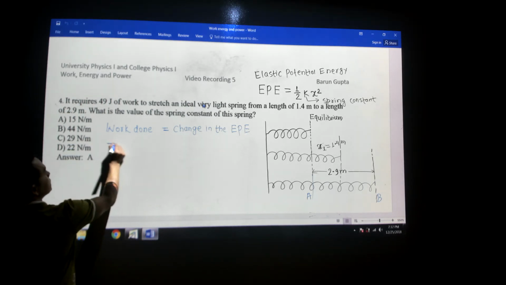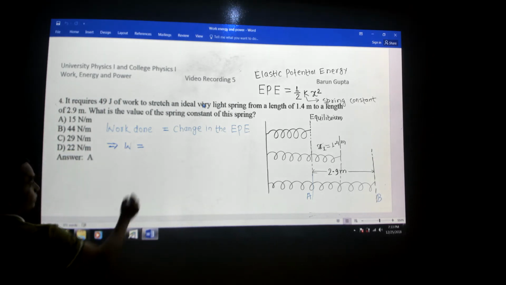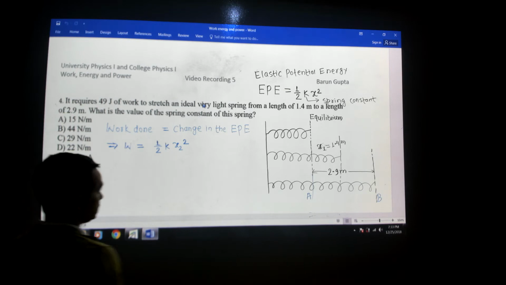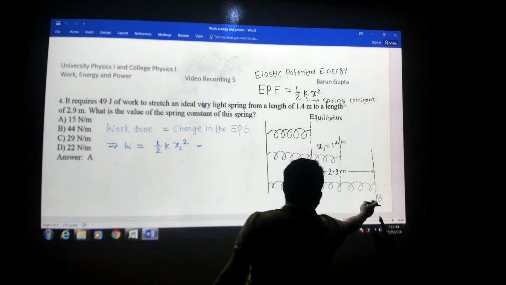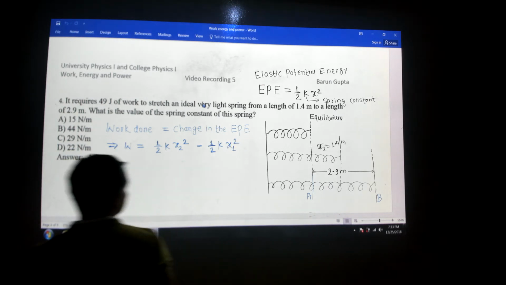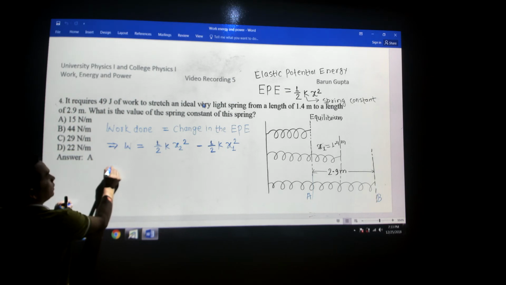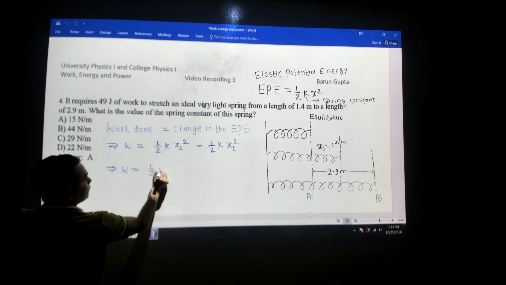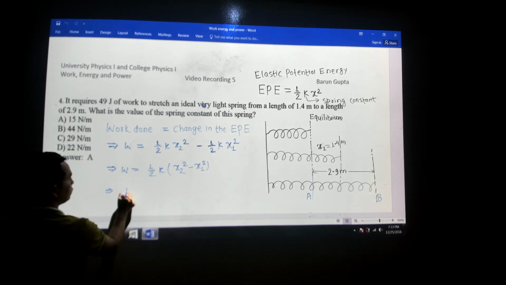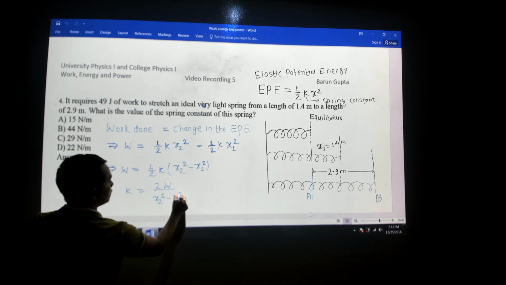Let's say the work done is W. At this point, what is the potential energy? Half k x1 squared. We need the difference in the potential energy, and this change in the potential energy is equal to the work done. Let's solve this. W equals half k times x2 squared minus x1 squared. We need to find k, which is 2 times W over x2 squared minus x1 squared.